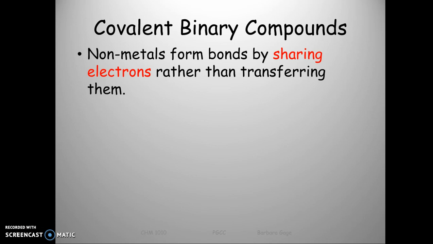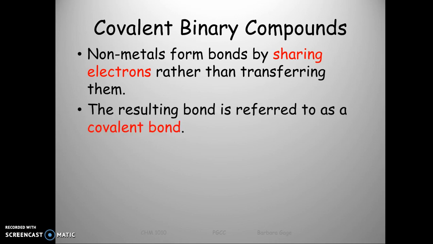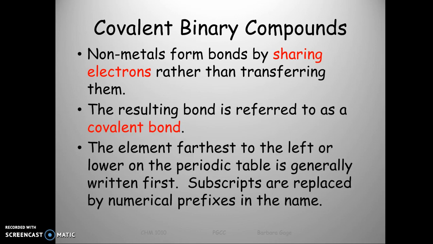Covalent bonds form from sharing electrons rather than transferring them to the other atom. So we're sharing them. We're saying, okay, you need one, I'll share my one with you. We're not transferring, we are sharing them. They are not held together by a difference in charge, okay? They are just shared together. The resulting bond is known as a covalent bond.